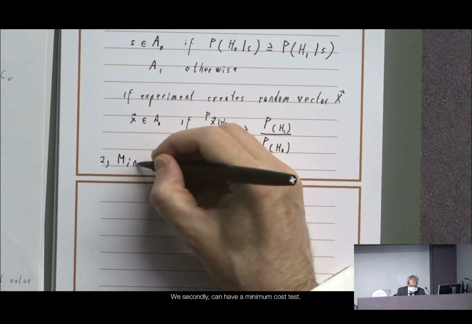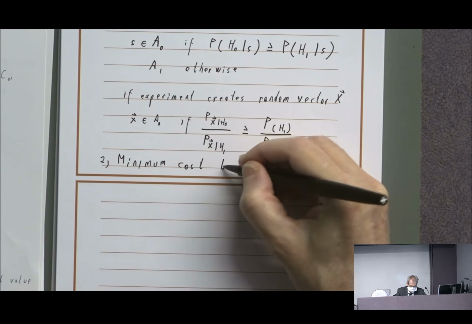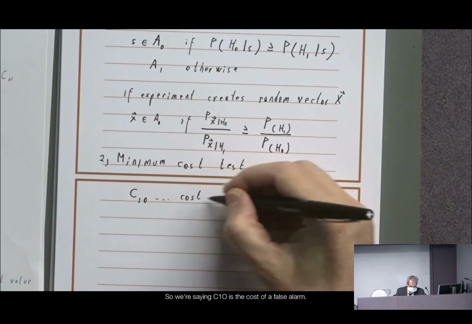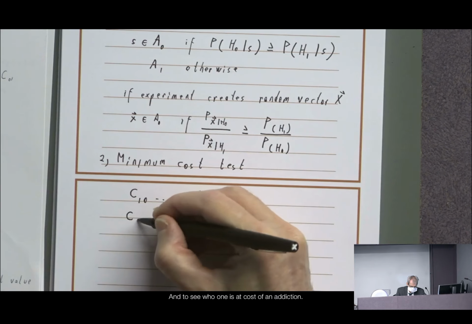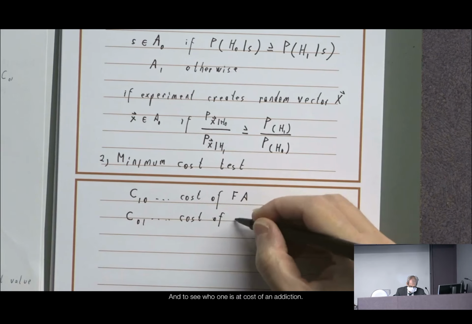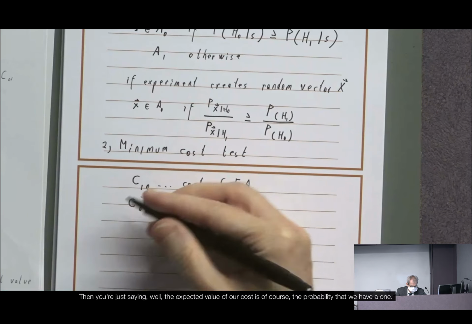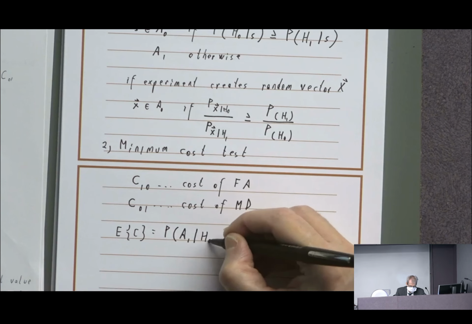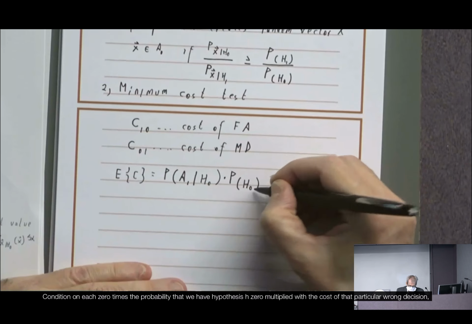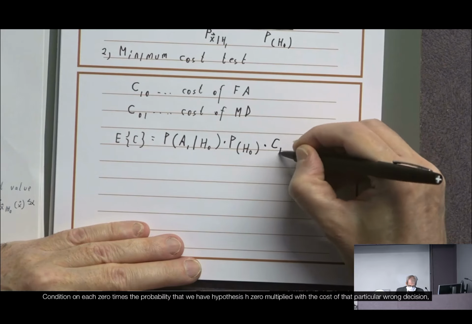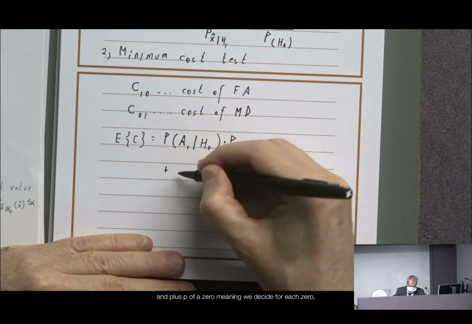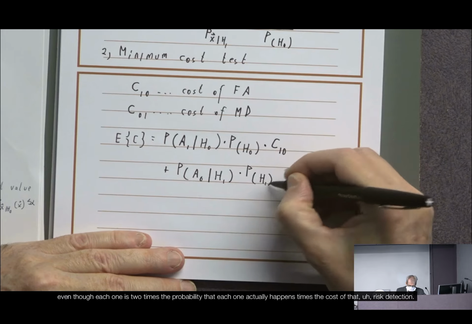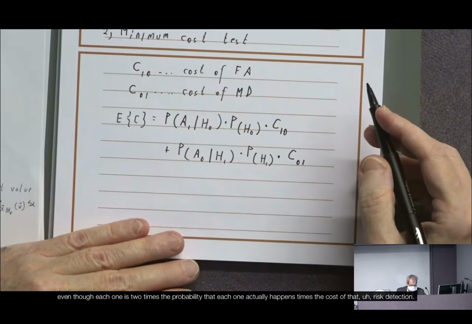We secondly can have a minimum cost test. So we're saying C10 is the cost of a false alarm, and C01 is the cost of a misdetection. Then you're just saying the expected value of our cost is the probability that we decide A1 conditional on H0, times the probability that we have hypothesis H0, multiplied with the cost of that particular wrong decision, plus P of A0, meaning we decide for H0 even though H1 is true, times the probability that H1 actually happened, times the cost of that misdetection.